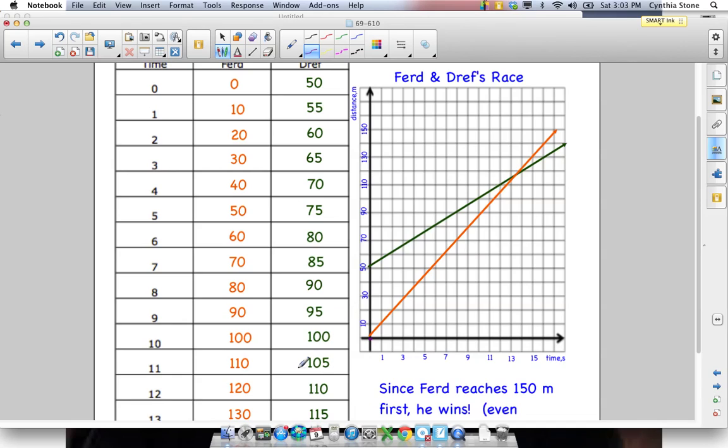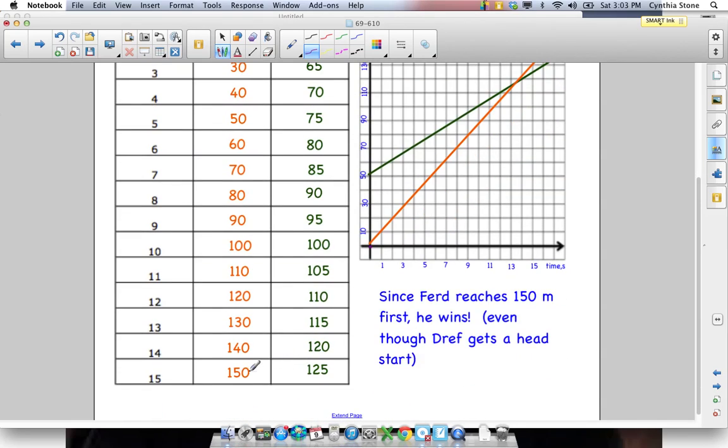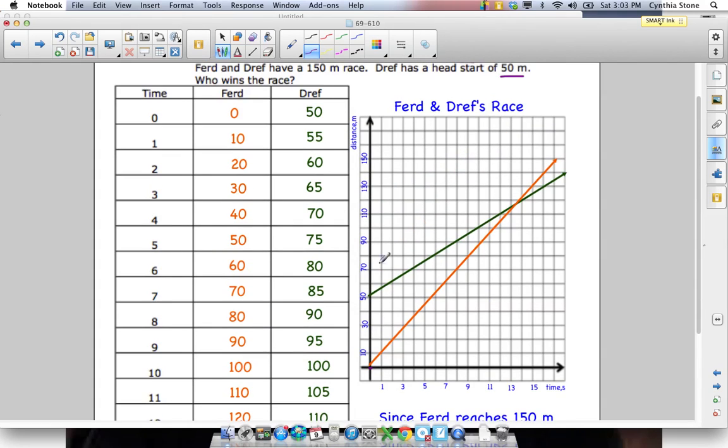On the y, because I filled in my table of values, I see Ferd, and by the way, there's my answer: Ferd gets to 150 first. So I know the answer without graphing, but we're going to graph it anyway. Ferd gets to 150, so we need to make sure that in the y-axis, the distance, we get to 150. Remember, it's a 150-meter race. The orange line represents Ferd's journey. I'm just plotting the data points: 0, 0, 10 meters at 1 second, 20 meters at 2 seconds, 30 meters at 3 seconds, etc. Join those dots, make a straight line, make it go forever.